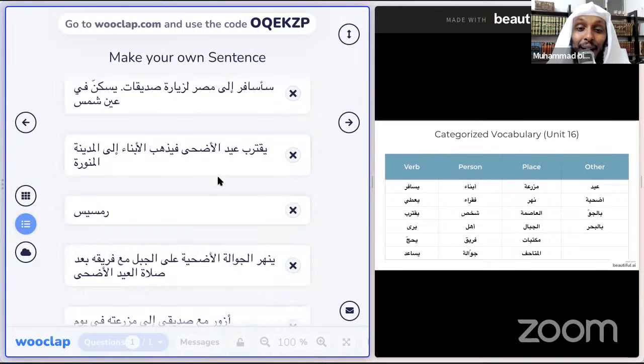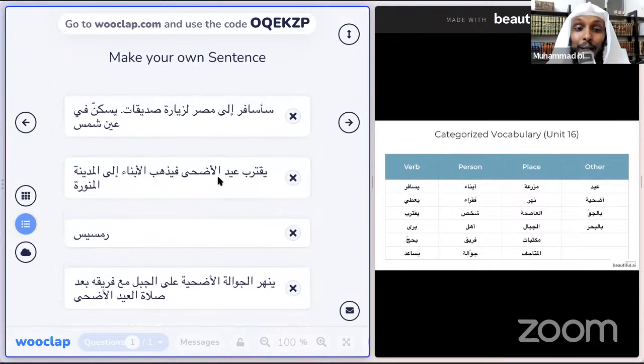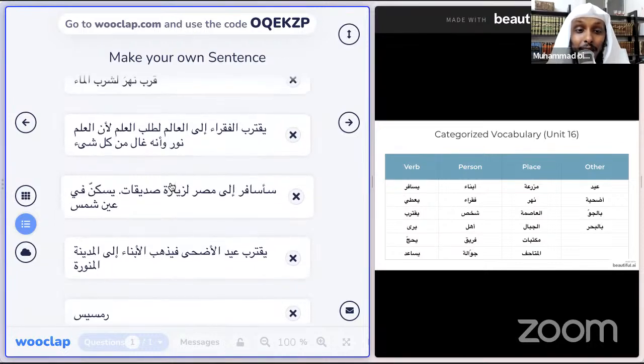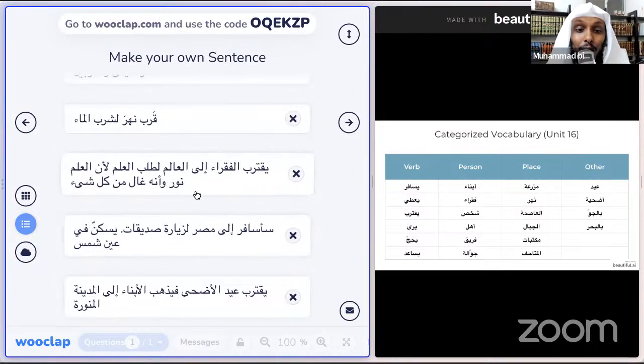ممتاز. يقترب عيد الأضحى فيذهب الأبناء إلى المدينة المنورة. سأسافر إلى مصر لزيارة صديقات يسكن في عين شمس. طيب, يقترب الفقراء إلى العالم لطلب العلم لأن العلم نور وأنه غال من كل شيء. أغلى, not غال من كل شيء, أغلى من كل شيء, لأن العلم نور وأغلى من كل شيء.